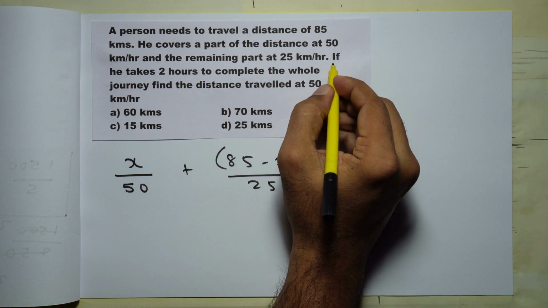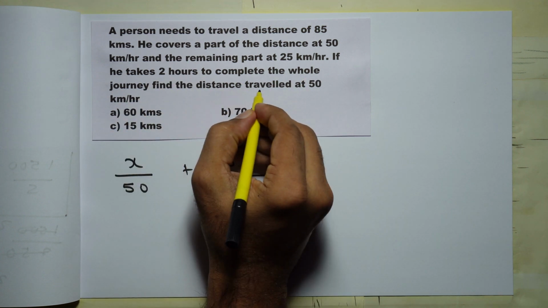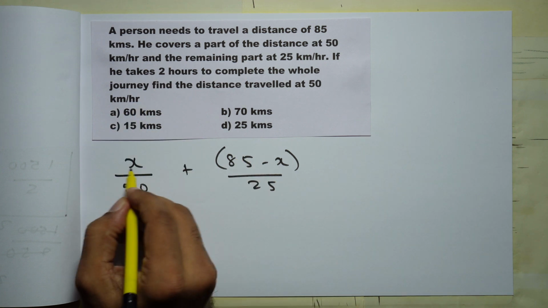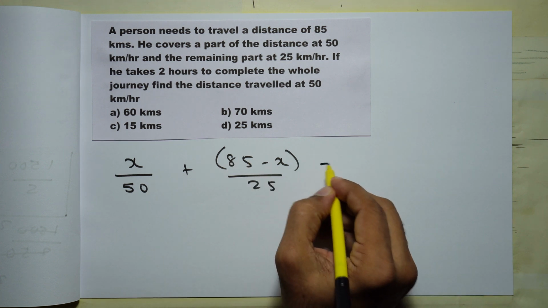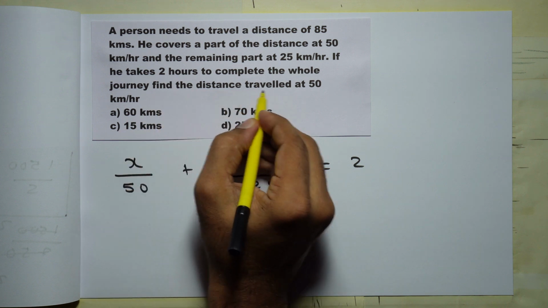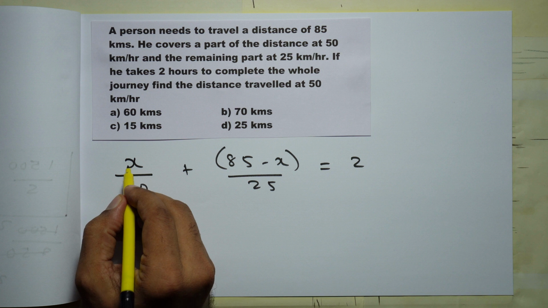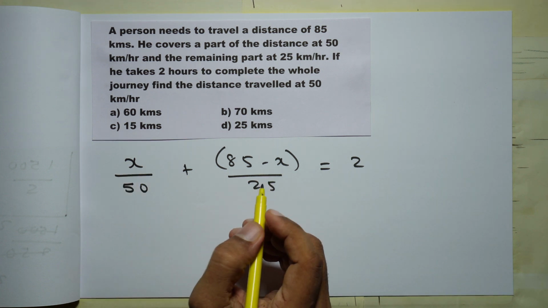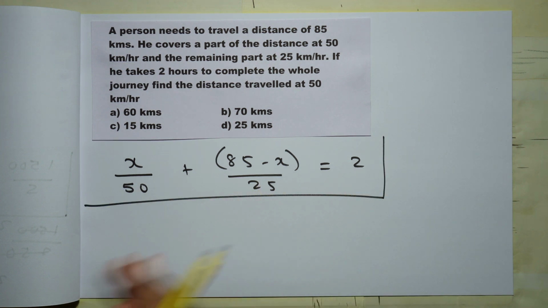Here it is mentioned, if he takes 2 hours to complete the whole journey, find the distance travelled at 50 kilometers per hour. So the time required for the first x kilometers and the time required for the remaining distance, total time is 2 hours. Now find the distance he travelled at 50 kilometers per hour. So initially x kilometers he travels at 50 kilometers per hour. So x is what we need to find out. So we'll just solve this and calculate the value of x.